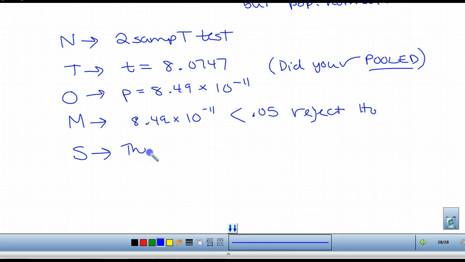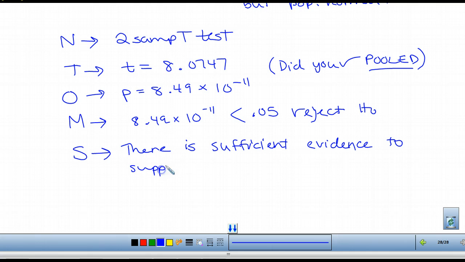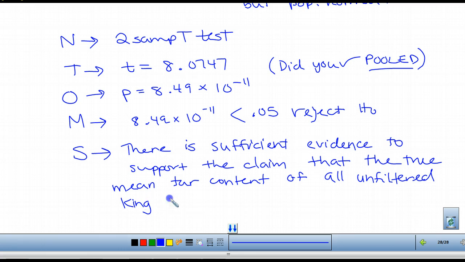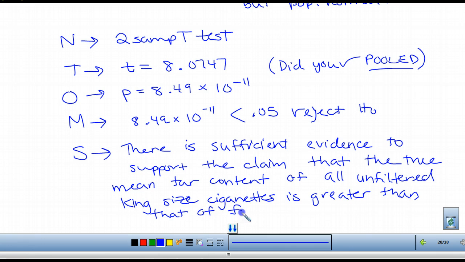So let's start. There is sufficient evidence to support the claim that the true mean tar content of all unfiltered king-size cigarettes is greater than that of filtered 100 millimeter cigarettes.